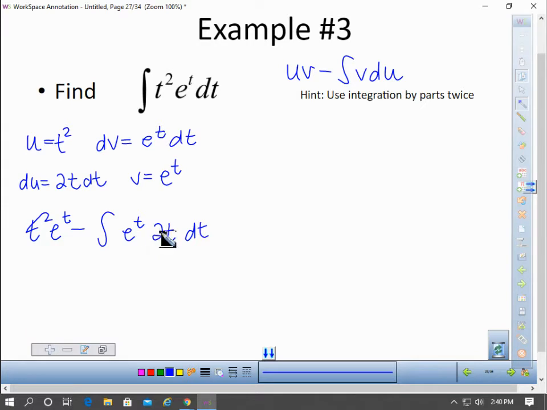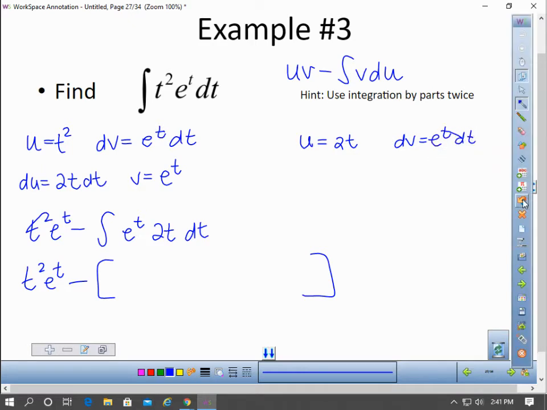Now, if 2t was the derivative of t, we'd be in business because then we would have the antiderivative real easy. However, it is not. So we have to do the same thing over again. So I already know my answer is t squared e to the t minus, and then we got something going on here, all right? So I need to choose a new u and a new dv. So this time, my new u is 2t. My new dv is going to be e to the t dt, okay?